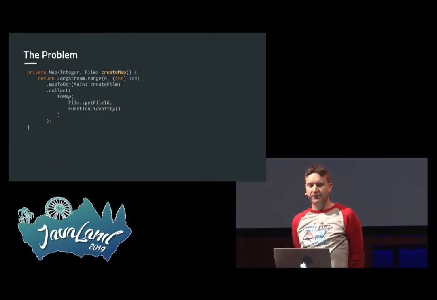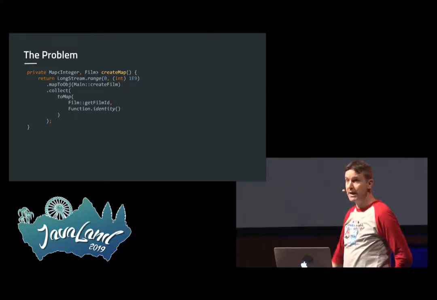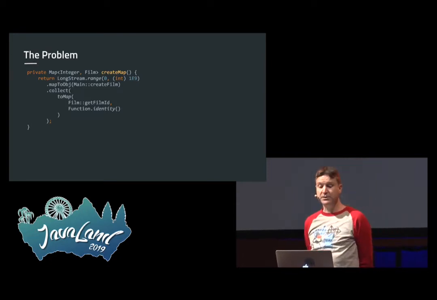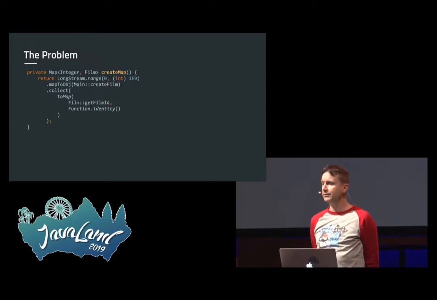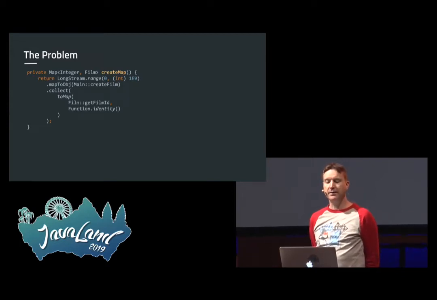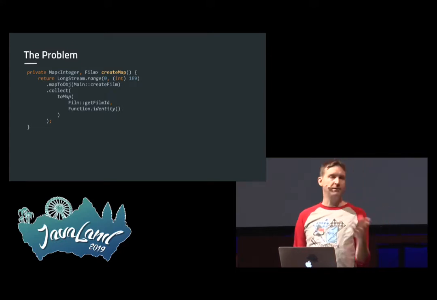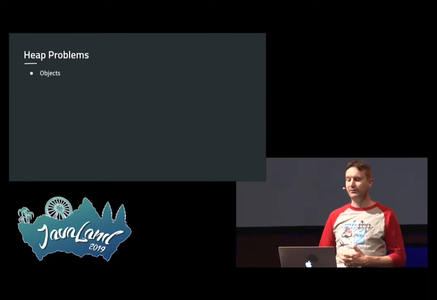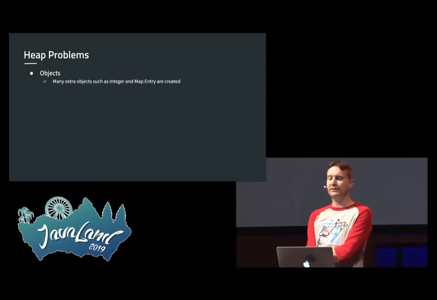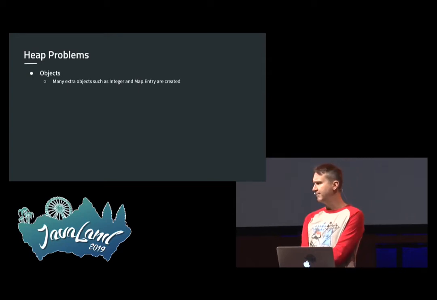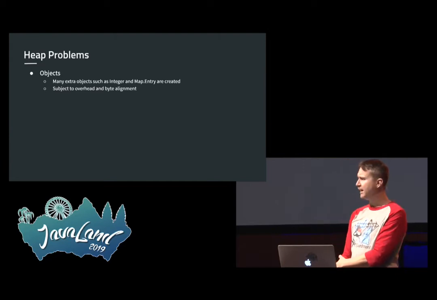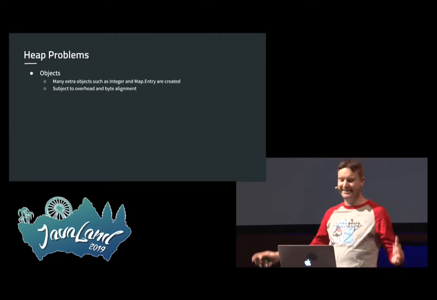ago. So the problem is really if we create, for example, a huge map with, let's say, 1 trillion films, like we do here, and we store them in a map. We use the film ID as a key, and we apply an identity function, so we just store the film in the map. So what's the problem with this? Well, we create a hell of a lot of objects. Many extra objects like integers and map entries are created. In fact, we can create up to 6 extra objects for each entry in the map. And each of those objects is subject to overhead and byte alignment, so they are kind of big.